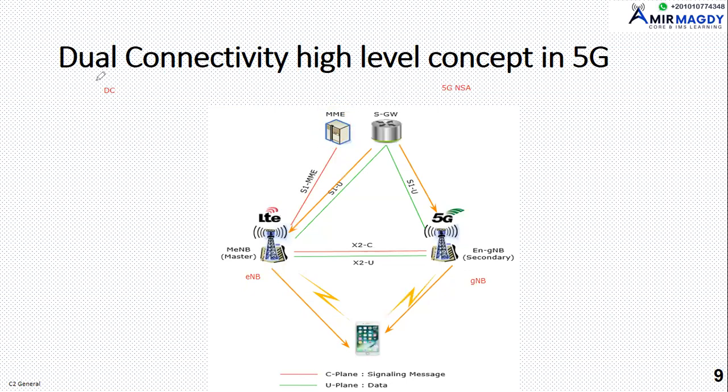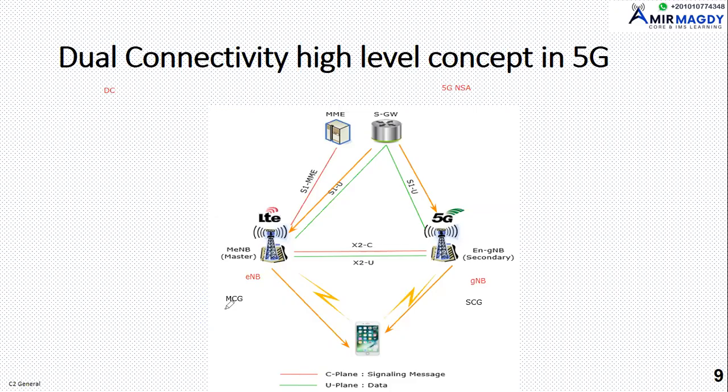Now, moving forward, we have two terminologies that we need to know in dual connectivity. Something called the master cell group. Let me just put this in a different color. So it's the master cell group. And the other one is called the secondary cell group.